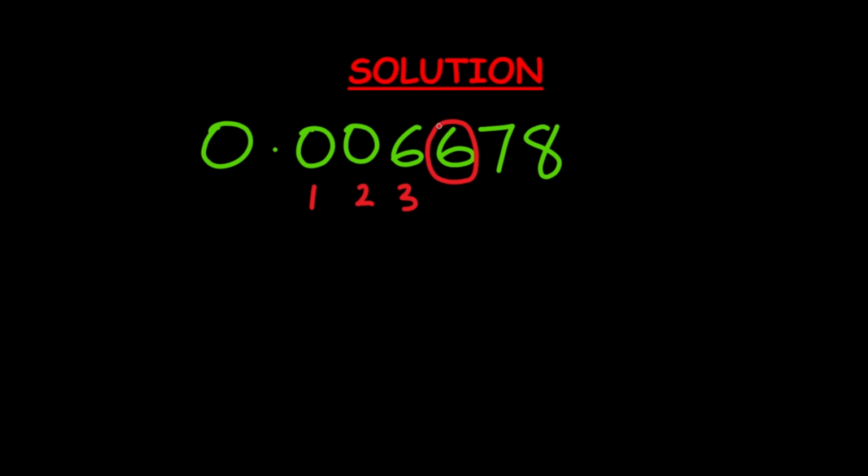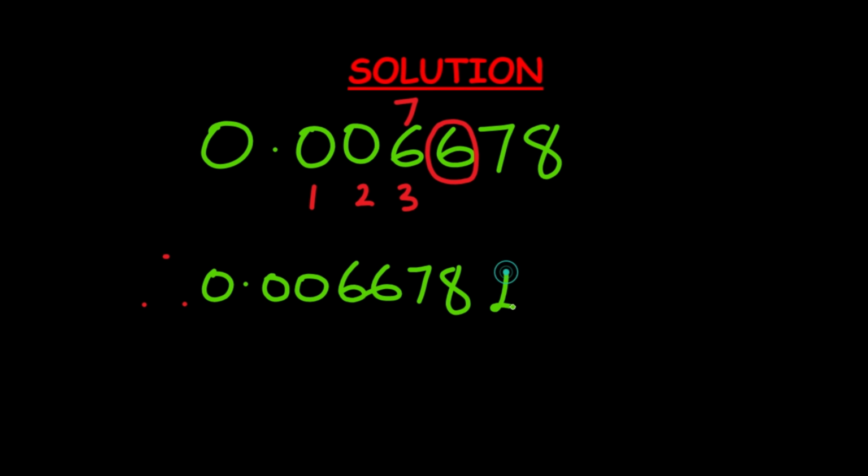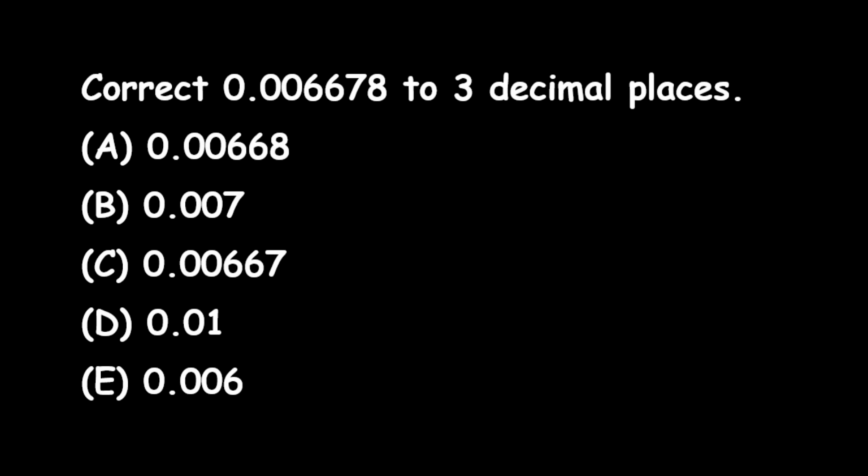The number after the last digit is greater than 5. So we round up, adding 1 to 6, which makes it 7. Therefore, 0.006678 to 3 decimal places is 0.007. The correct answer is B.